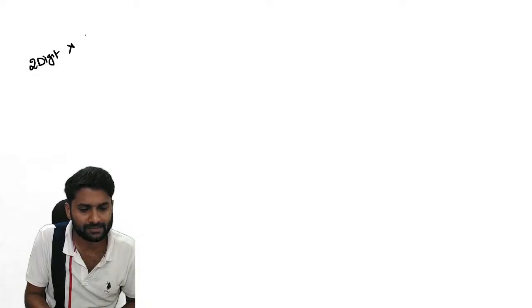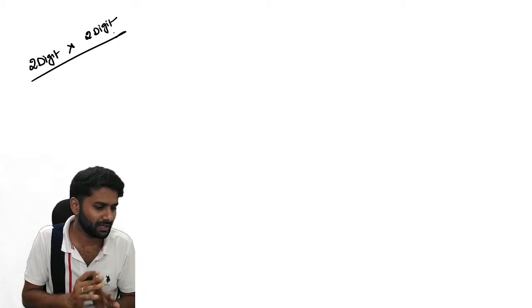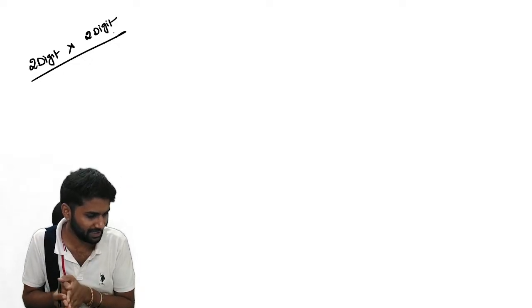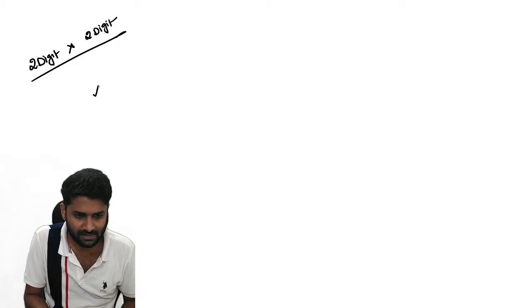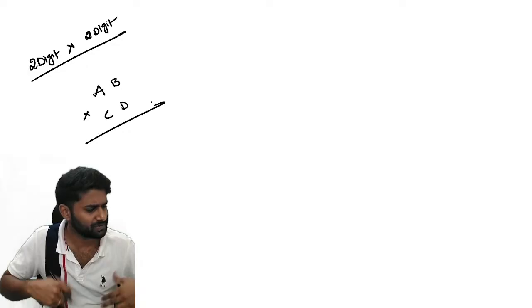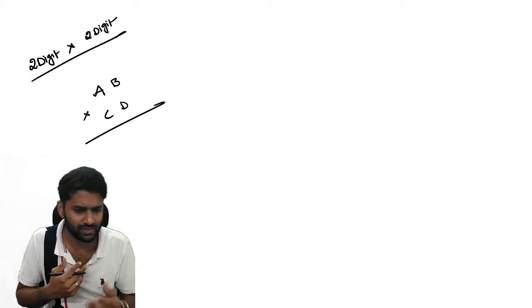Let's go for this. If any two-digit number is multiplied with another two-digit number, you can take any two digits multiplied with another two-digit number. Let's understand the method here. AB is multiplied with CD. You can use the same digits or different digits for those alphabets.